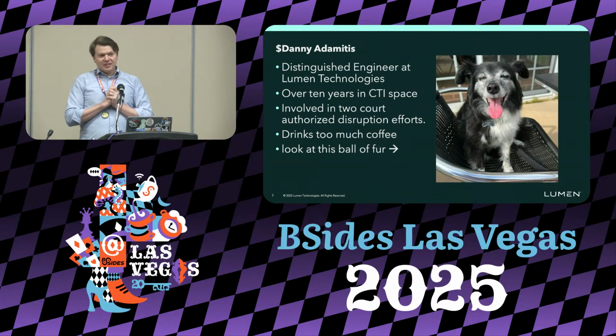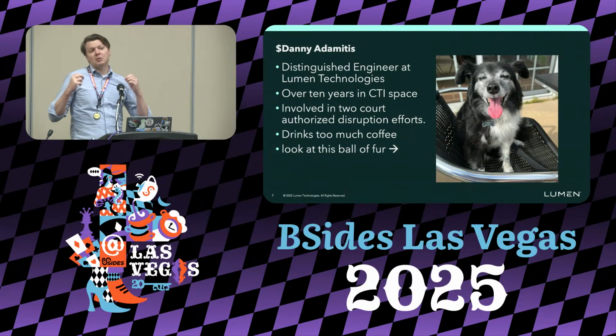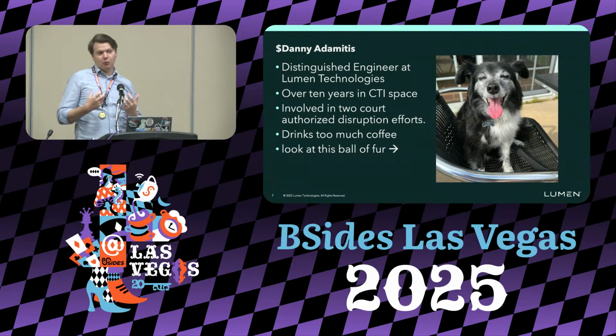So, fun little fact about me, my name is Danny Adamitis. I am a distinguished engineer at Lumen Technologies. It's a great company that pays me every 2 weeks. Why, I still don't know. I've been in the CTI space for about 10 years. I was part of 2 court authorized disruptions. I drink way too much coffee, so I'm going to be speaking very, very quickly for the next 45 minutes.